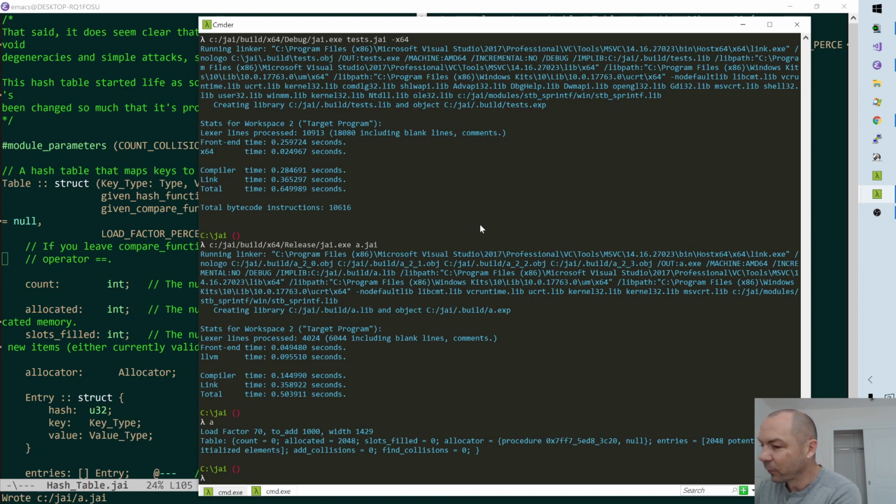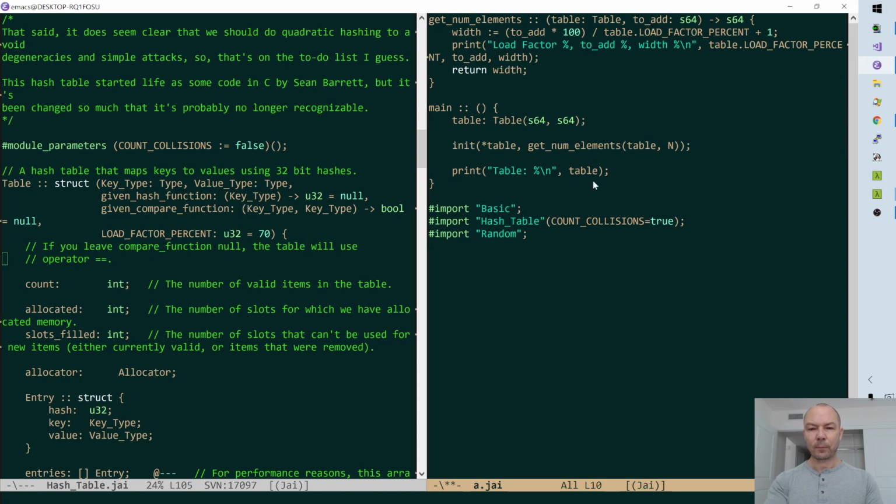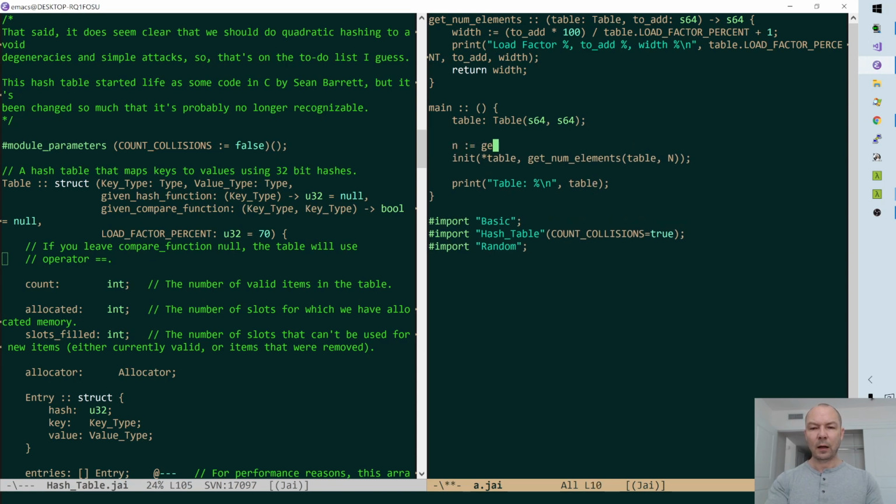All right. Now, that's interesting, though. I should do this in reverse order because I want to add up to the thing that's going to make it expand. So let's do this in reverse. Let's just say n is get num to add from table, right?